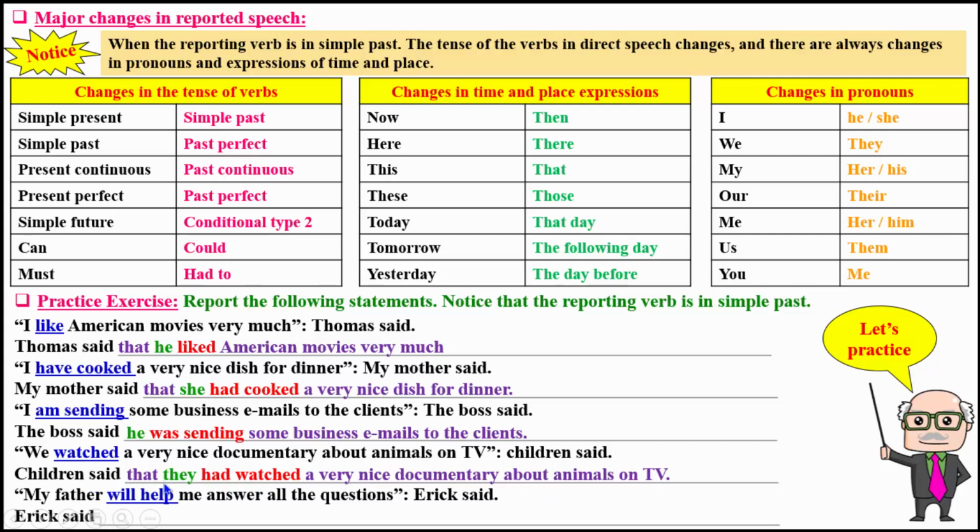"My father will help me answer all the questions," Eric said. Eric said that his father would help him answer all the questions. So "will help" is in simple future and "would help" is in conditional. So these are the major changes that happen when we move from direct speech to indirect speech.